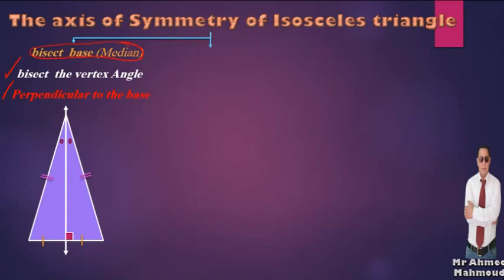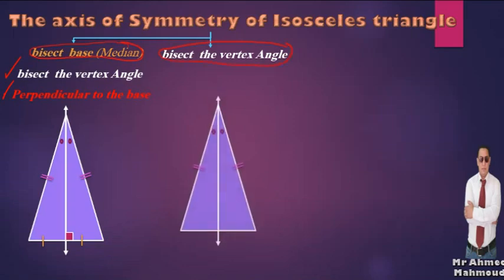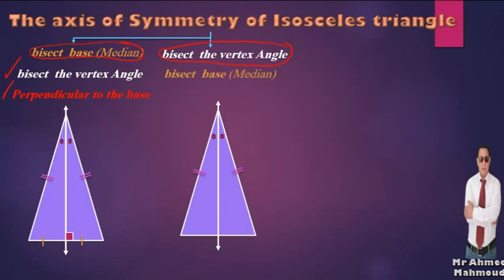Another case: if the given is that it bisects the vertex angle, then the first conclusion is that it bisects the base, as we see here.